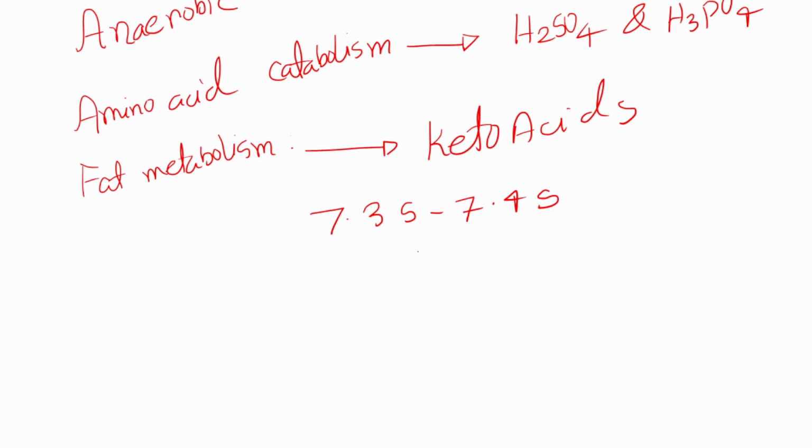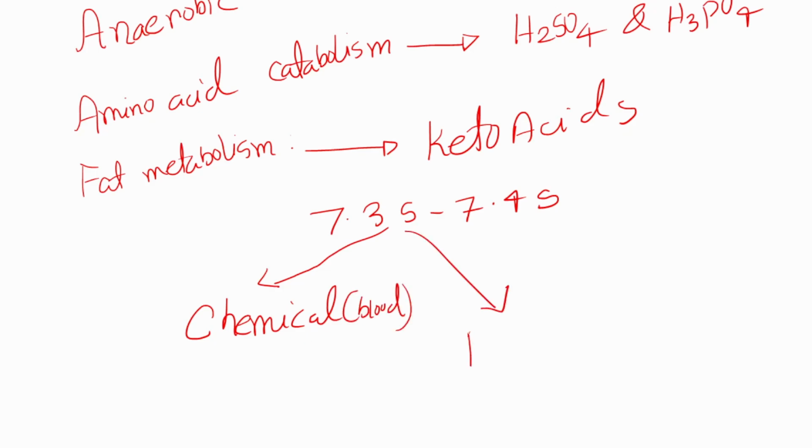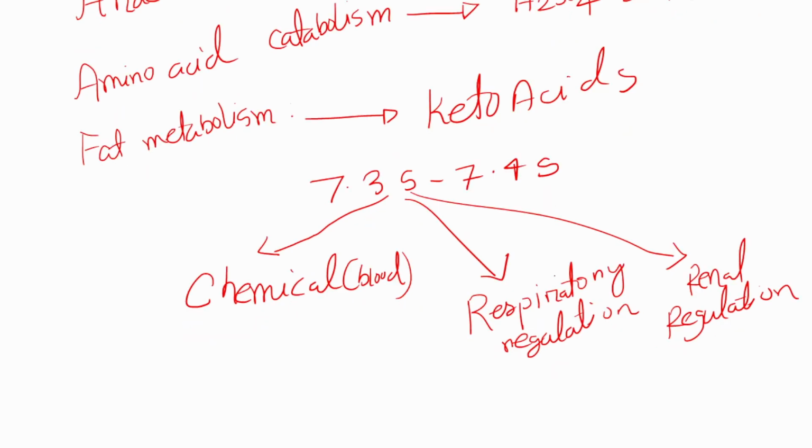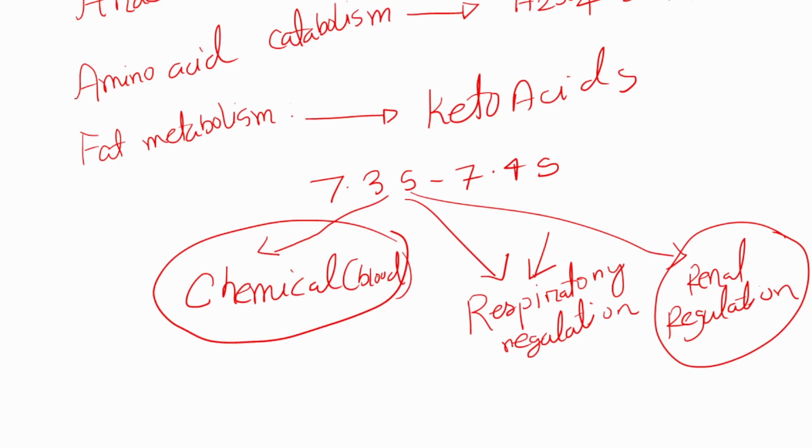And 3 systems maintain this stability. First one, chemical buffers in the blood, acting instantly; respiratory regulation, acting in minutes; and the renal regulation, acting over hours to days. Respiratory regulation is already covered in the respiratory system lecture, so we will cover renal regulation and chemical buffers of blood in this section. And we will start with renal regulation.